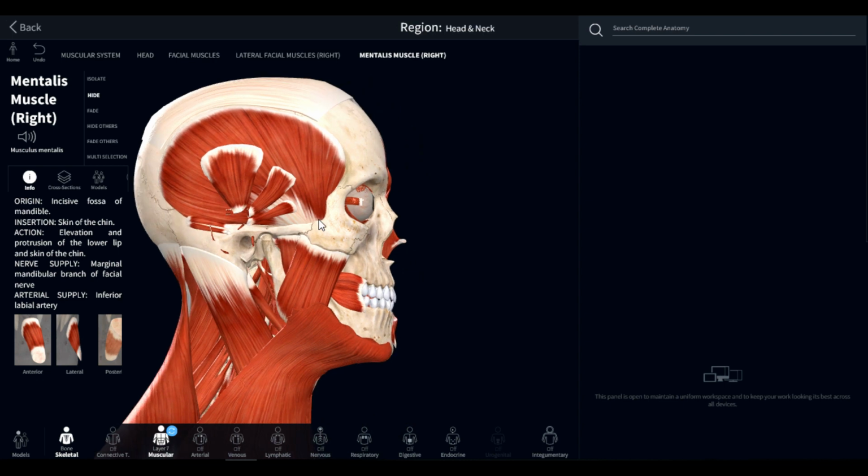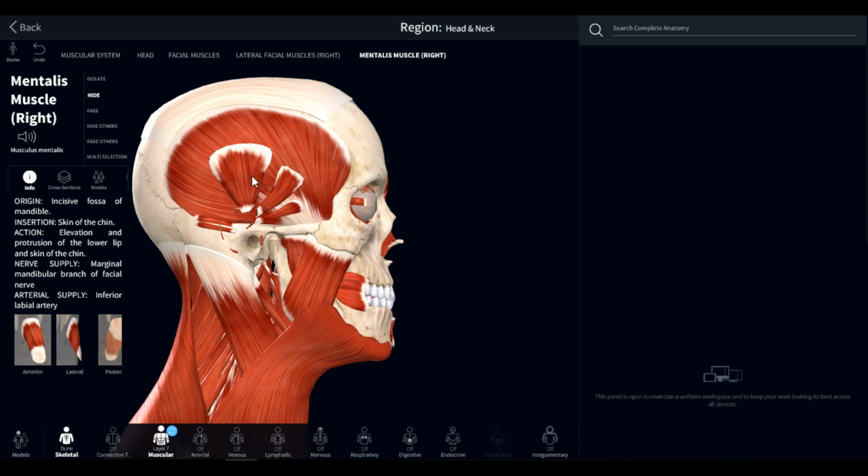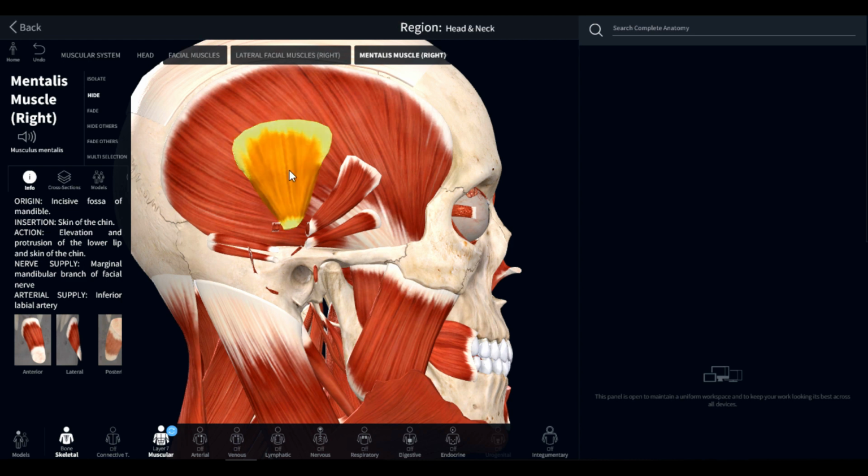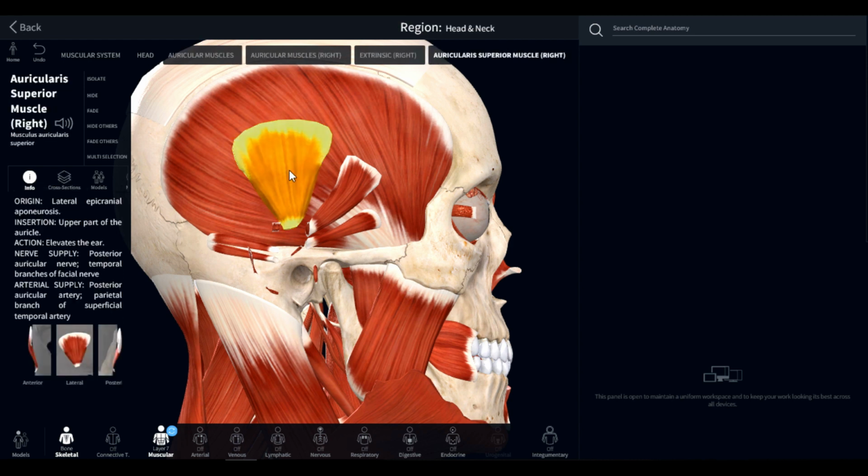Now, if we move to the side, we can also see muscles of the ear, near about the ear. And the first muscle here I will cover is the auricularis superior. So the muscle directly on top of the ear, and this muscle has a nerve supply by the posterior auricular nerve. As we've discussed, the posterior auricular nerve is a branch from the facial nerve, and the arterial supply is by the posterior auricular artery. Now, the posterior auricular artery is an artery that branches from the external carotid artery.